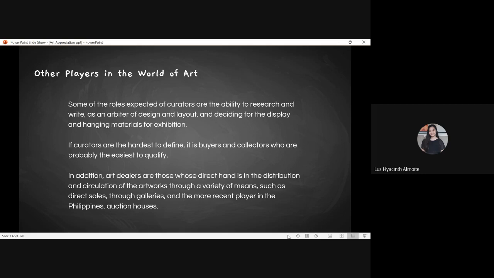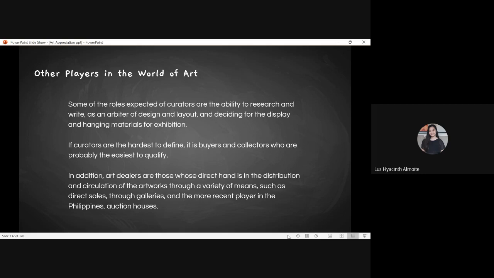So, in addition, art dealers are those whose direct hand is in the distribution and circulation of the artworks through a variety of means. For example, is the direct sales through galleries, and the more recent player in the Philippines, for example, is yung auction houses. Pinapa-auction nila yung mga paintings para mabili ng mga buyer. So the knowledge and insight the art dealers are expected to have include specialization in art form, style, medium or period, market trends, and even the interrelationships of other key players in the art world who will benefit from the circulation and distribution of the artwork he promotes.